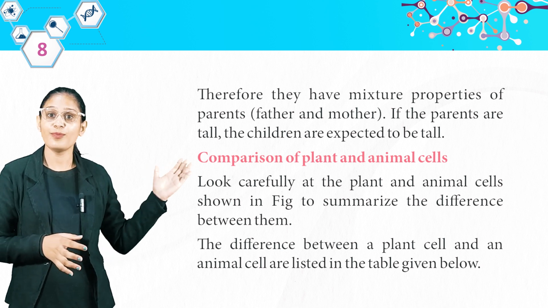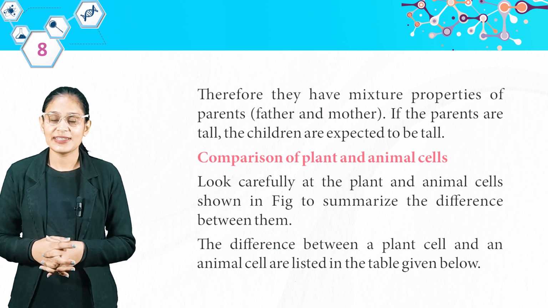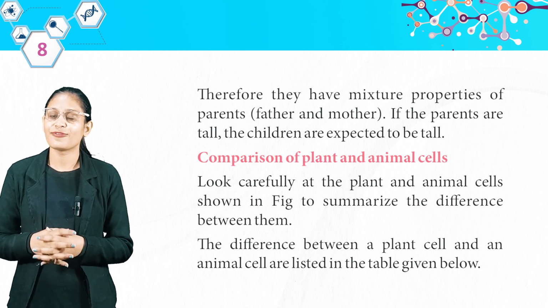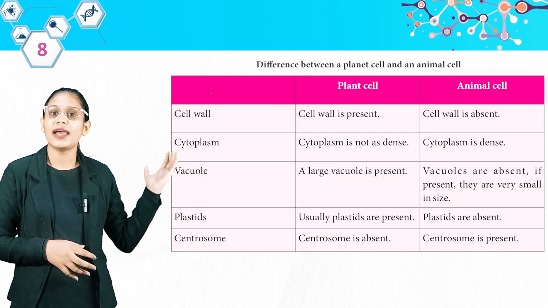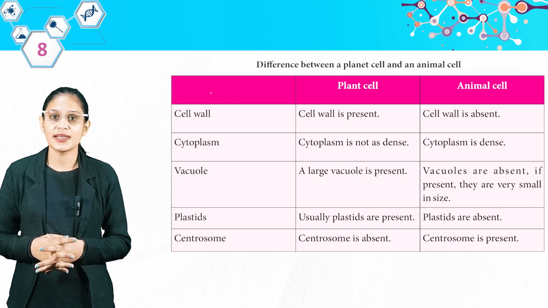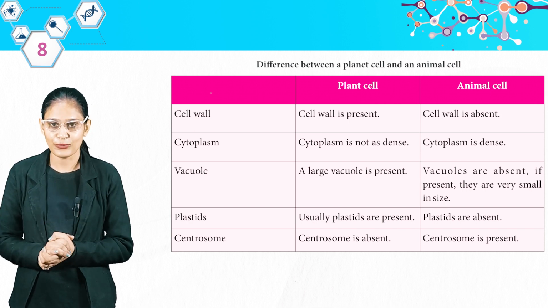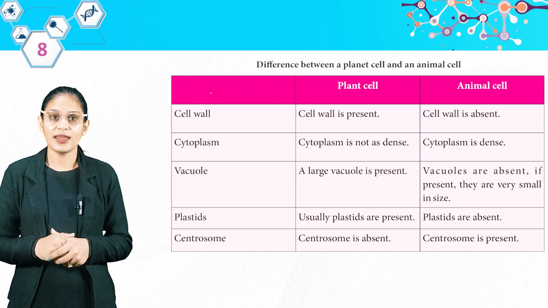Here, comparison of plants and animal cells. Look carefully at the plant and animal cells shown in figure to summarize the difference between them. So, students, look at the pictures. We have plant cell and animal cell. The difference between a plant cell and an animal cell are listed in the table given below. So, students, look at this table. We have difference between plant cell and an animal cell.